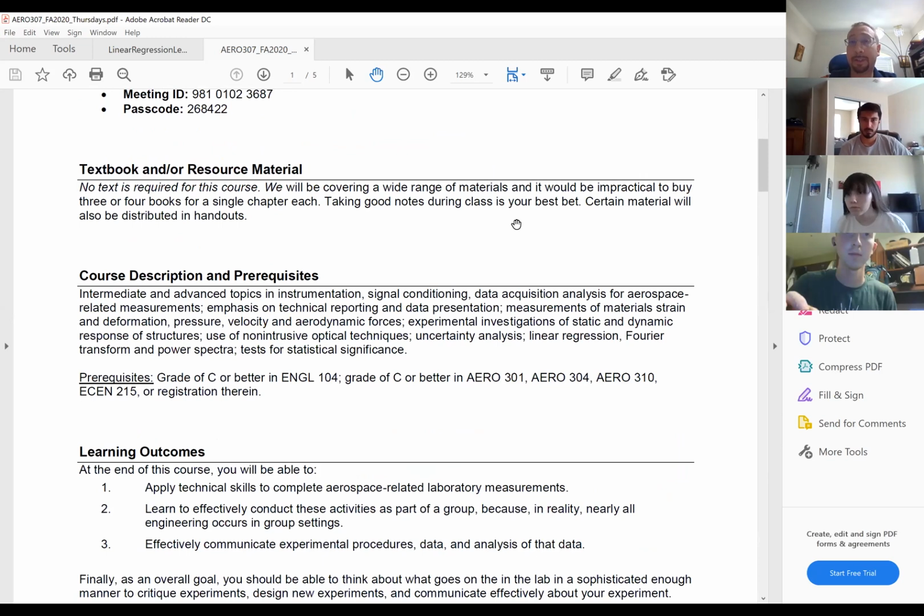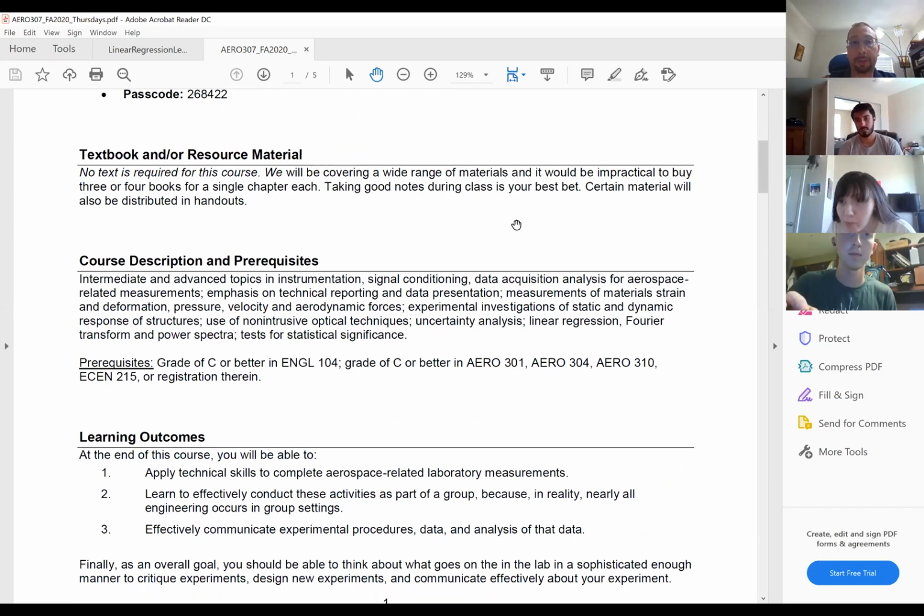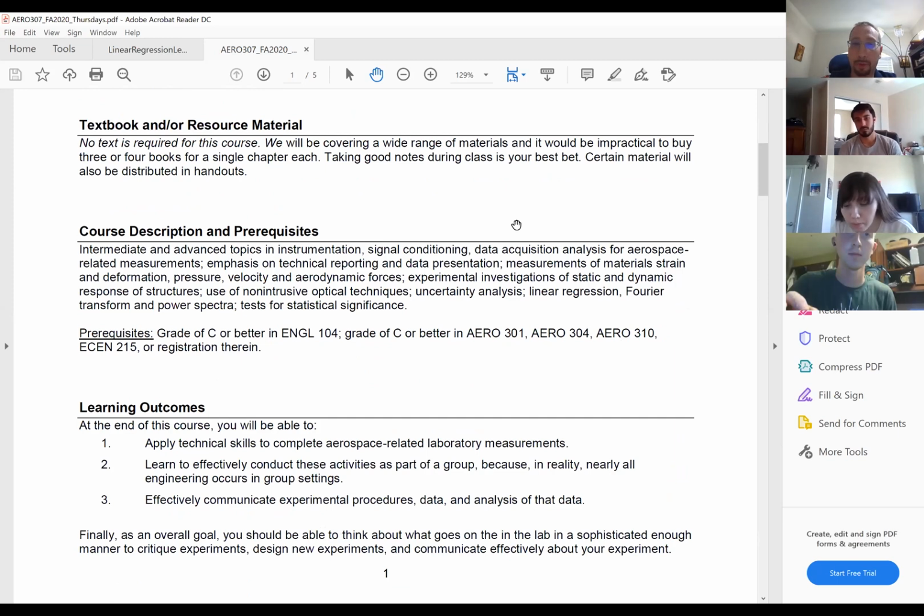This course doesn't have a textbook. The materials are collected from multiple sources, and the lecture notes will be shared with you, although I strongly encourage you to take notes as I lecture.